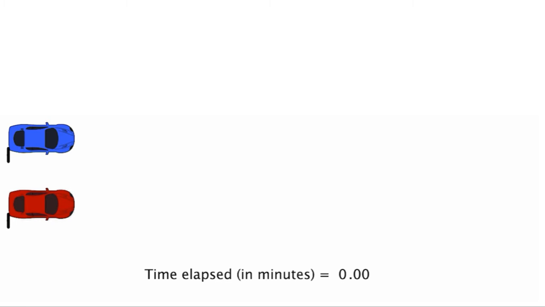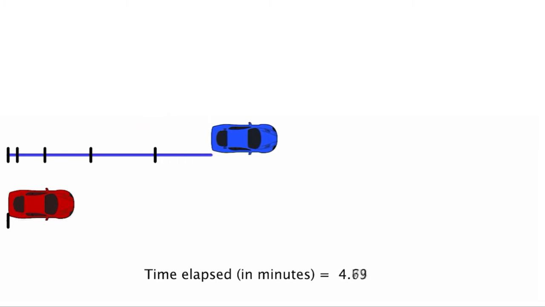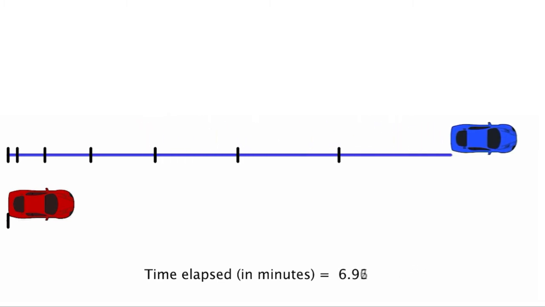To make it a little easier to compare the speed of the two cars, I'll add a vertical black line at the beginning of each second. So the blue car strip will look like this. And the red car strip will look like this.